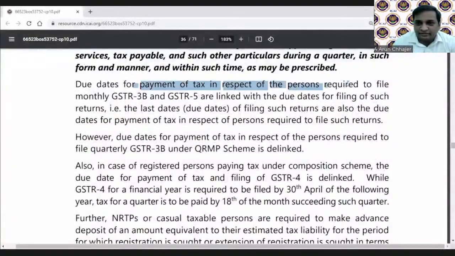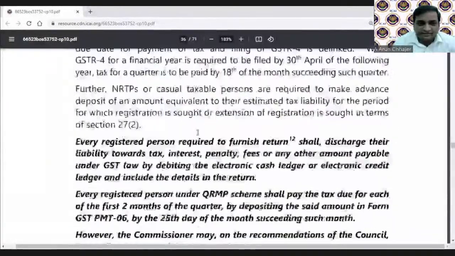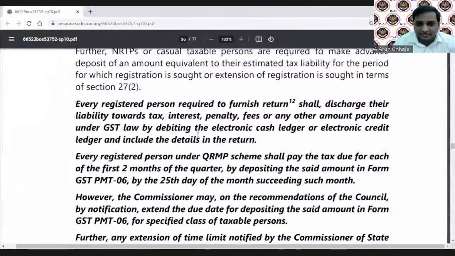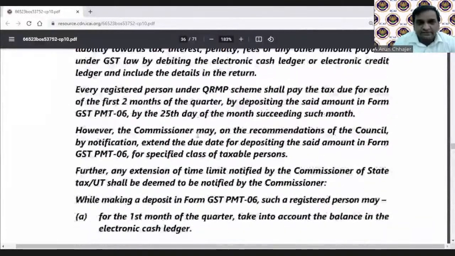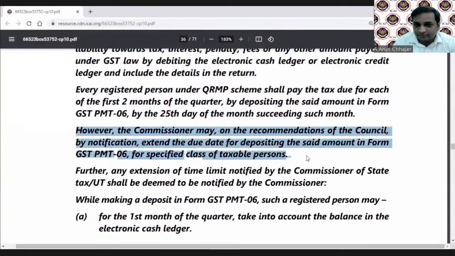Due date for the payment of the tax in respect of the GSTR 3B and GSTR 5 are linked with the due date only. Correct. Linked. Every registered person required to furnish the return shall discharge the liability. For QRMP, taxes for the first 2 months have to be paid by 25th through PMT 06. The Commissioner has the power to extend.